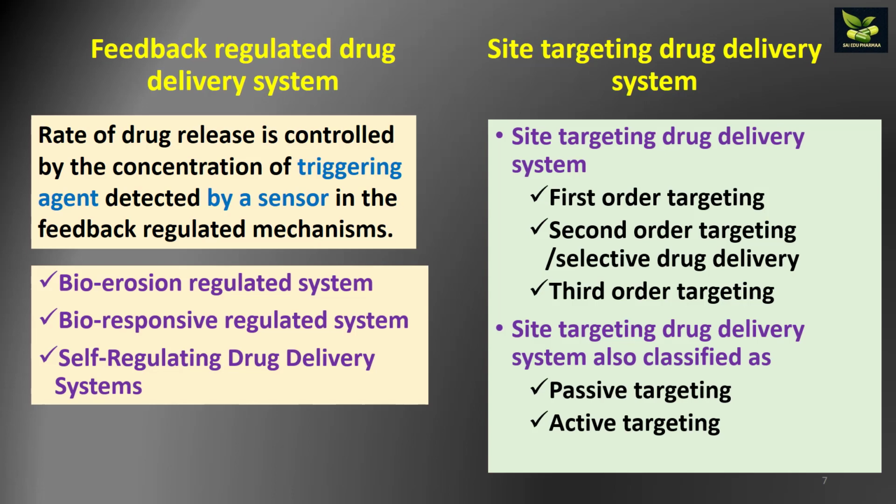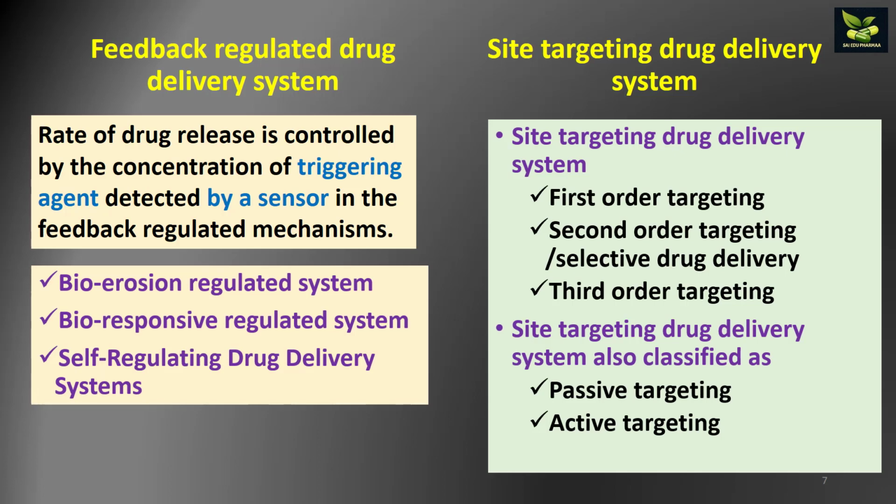Next is feedback regulated drug delivery system. In this, the rate of drug release is controlled by the concentration of a triggering agent, which is detected by a sensor in the feedback regulated mechanism. So here the types are bioerosion regulated system, bioresponsive regulated system, and self-regulating drug delivery system. These are the three types of feedback regulated systems.